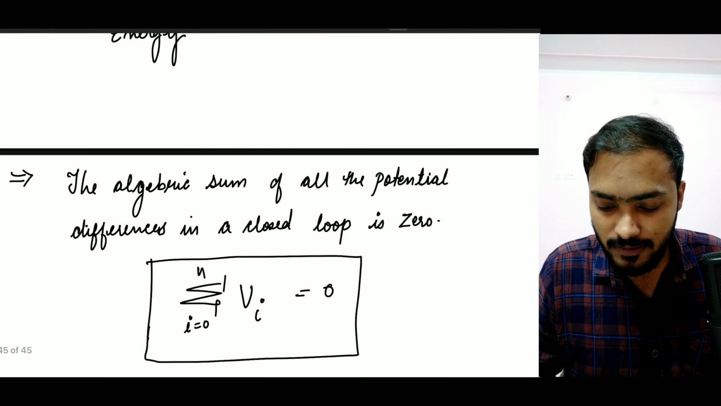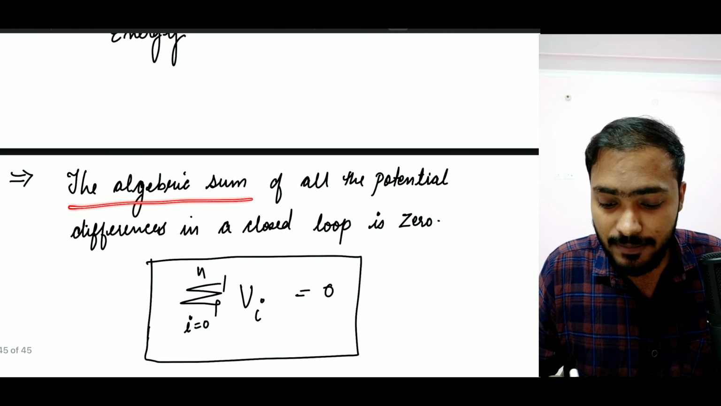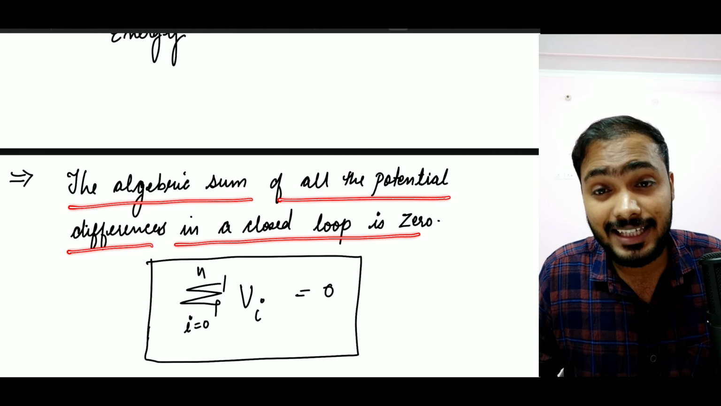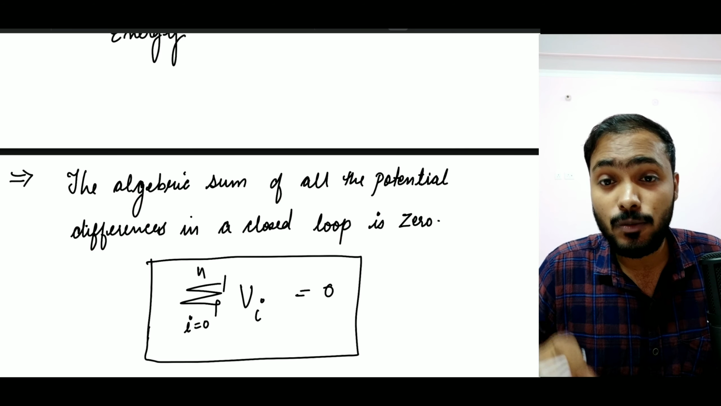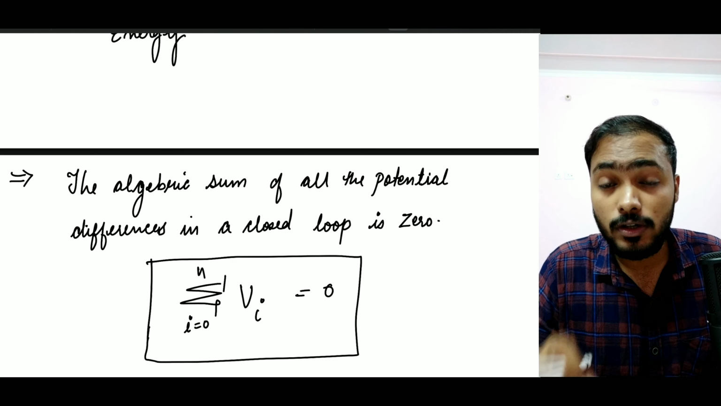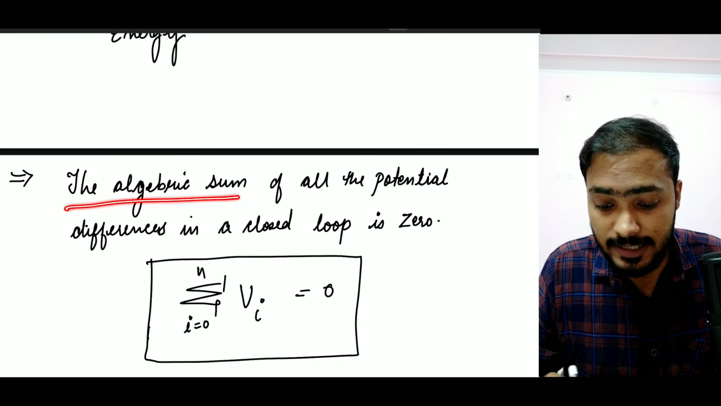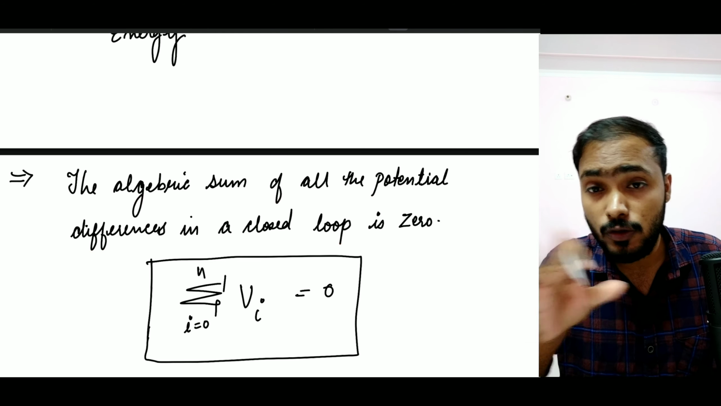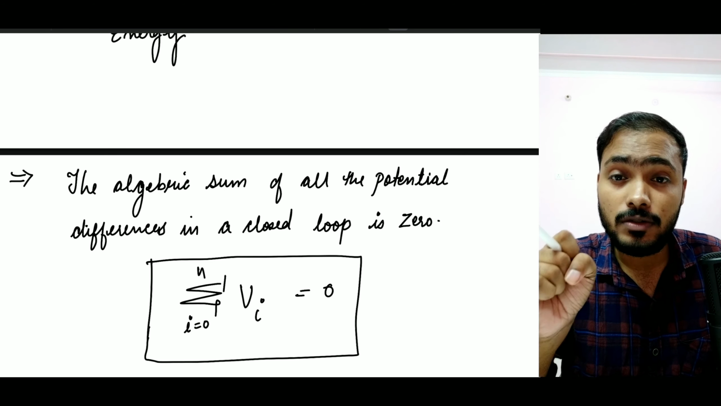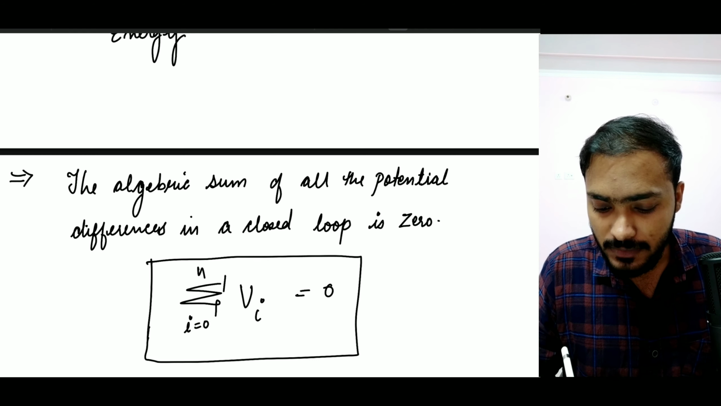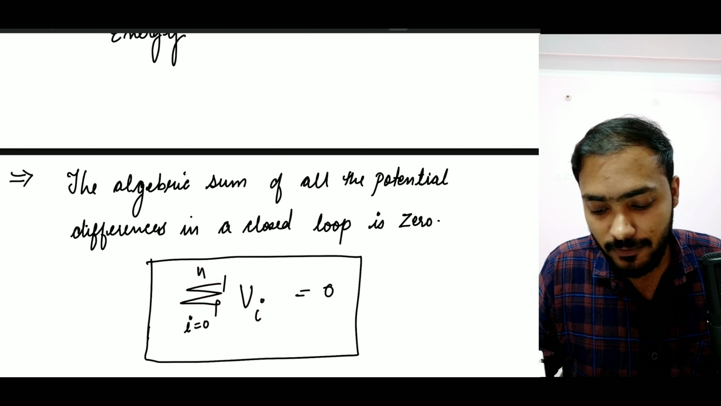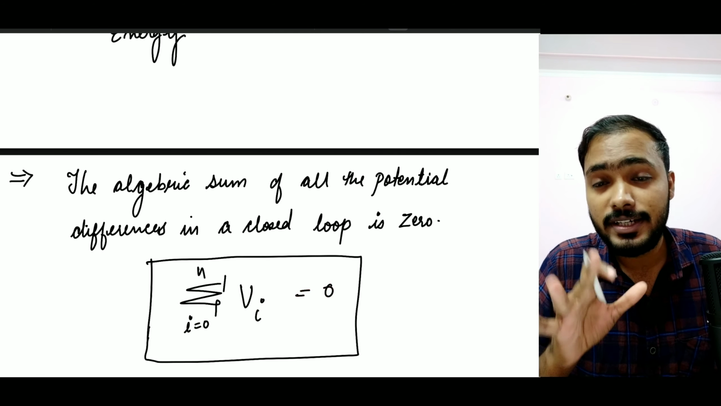So let me just very quickly read the statement. The algebraic sum of all the potential differences in a closed loop is equal to 0. This is what your Kirchhoff's voltage law states, that the algebraic sum of all the potential differences in a closed loop is actually equal to 0. Mathematically you can simply write it: the summation of all the potential differences in a closed loop from 0 to n will be equal to 0.